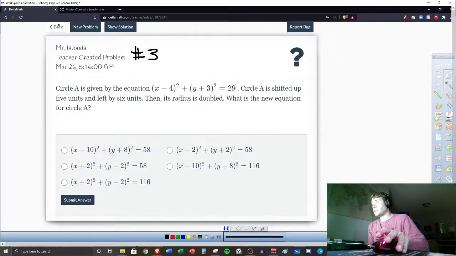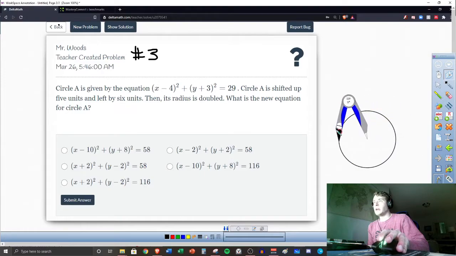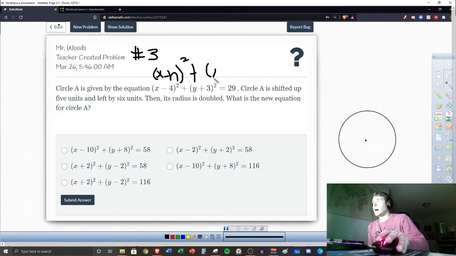So I've already got equation of the circle number 3 right here, okay? So if we imagine a circle, and we know that it's on the coordinate plane, we've got this equation here. We know our equation is (x minus h) squared plus (y minus k) squared equals r squared.